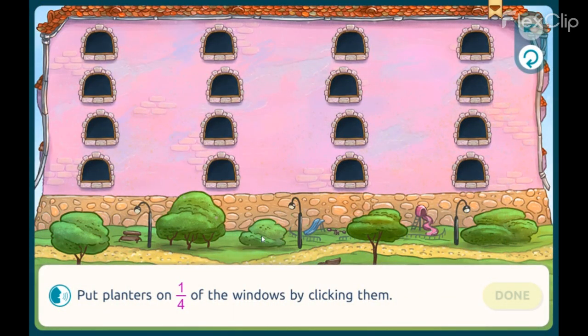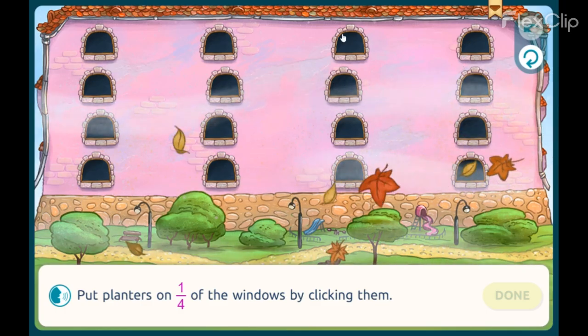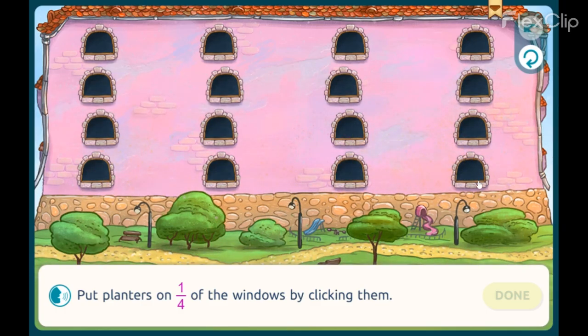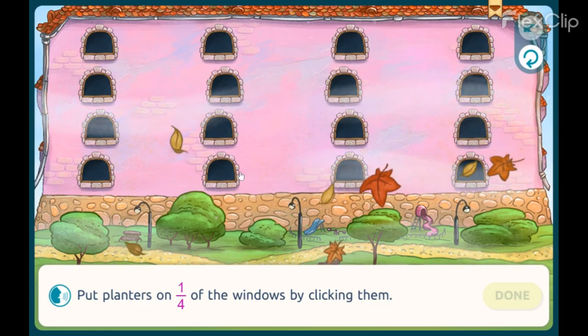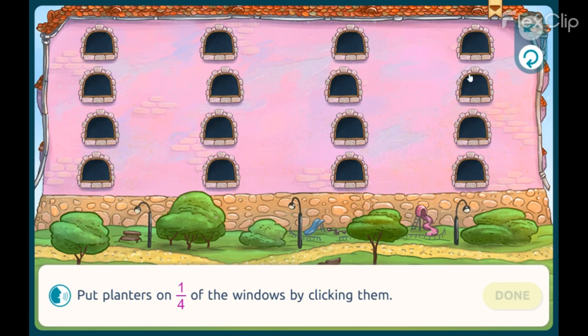We are to put planters on 1/4 of all windows available. We have to understand right now we are planting only the 4th part of all the windows. The visual representation helps us to identify 4 columns, 1, 2, 3, and 4. And we have to pick up only 1 out of 4, like this, for example, right?